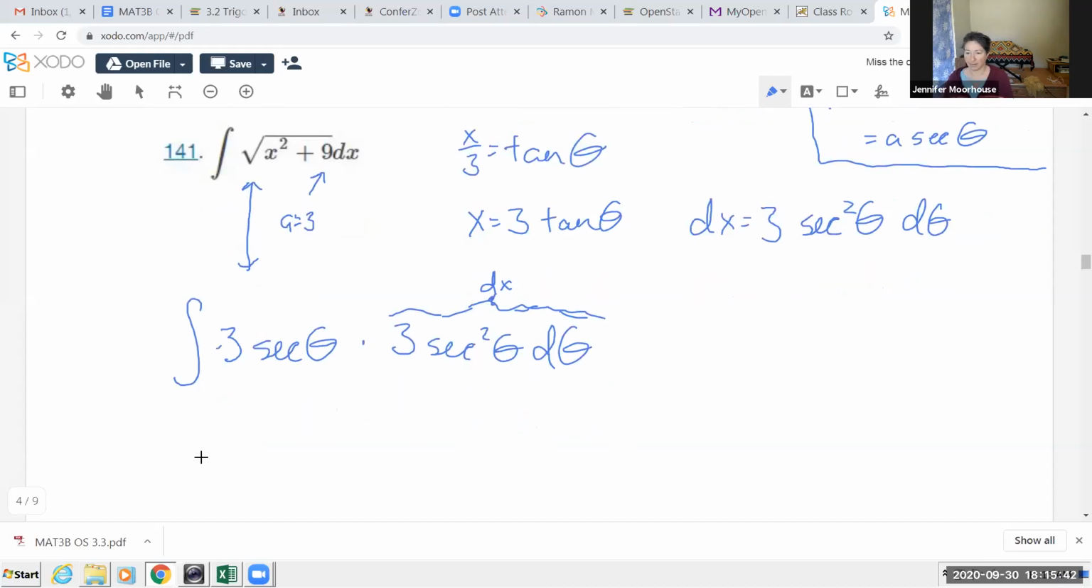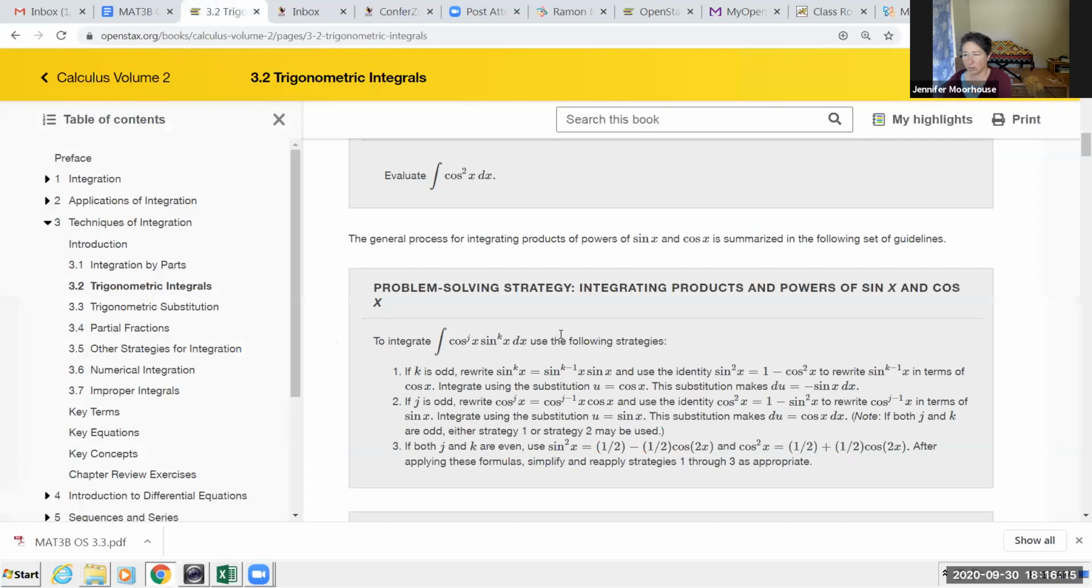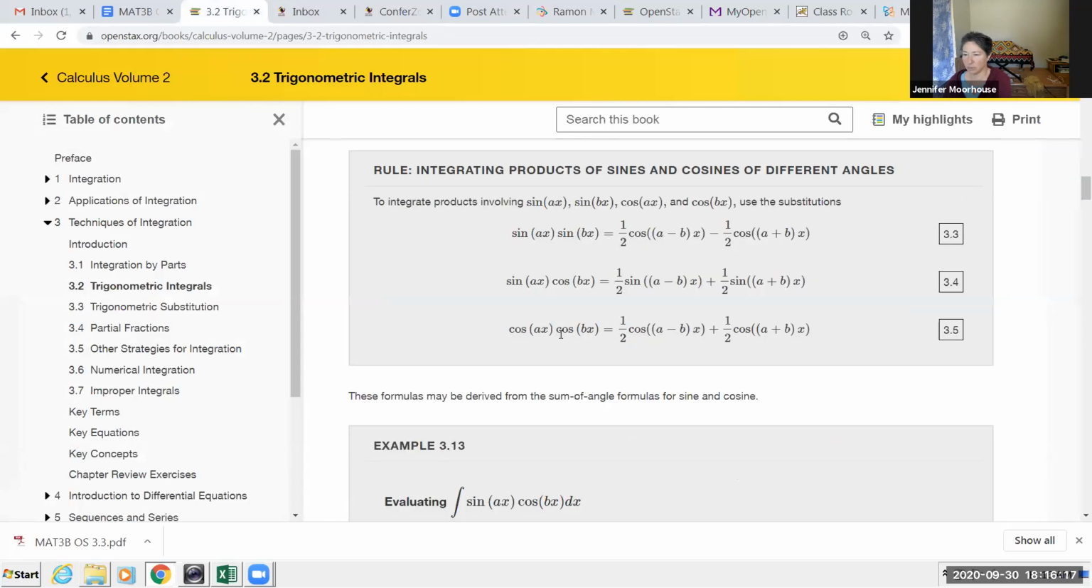That gives us 9 times the integral of secant cubed theta d theta. Secant cubed, I have to go back and look again at the 3.2 trig integrals. So secant cubed, how do we deal with a secant cubed?